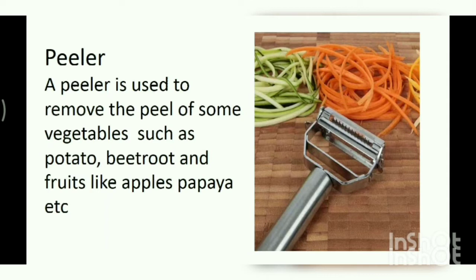A peeler is used to remove the peel of some vegetables such as potato, beetroot and fruits also like apples, papaya, etc. Because most of the time when you want to fry potatoes or something, we don't fry it with the peel, right? We remove the peel, we cut them up in whatever shape we want and then we go for frying.